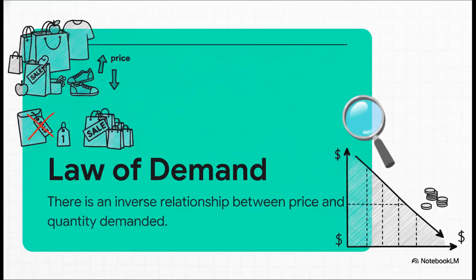So this is the heart of the buyer's story, and it's something we all kind of know instinctively, right? It's what's called an inverse relationship. When something gets really expensive, we tend to buy less of it. When it goes on sale, we stock up. It's as simple as that. And this core principle is called the law of demand.